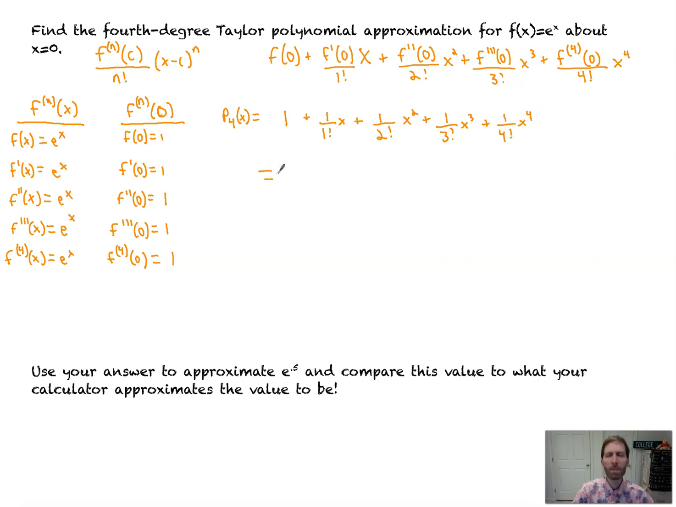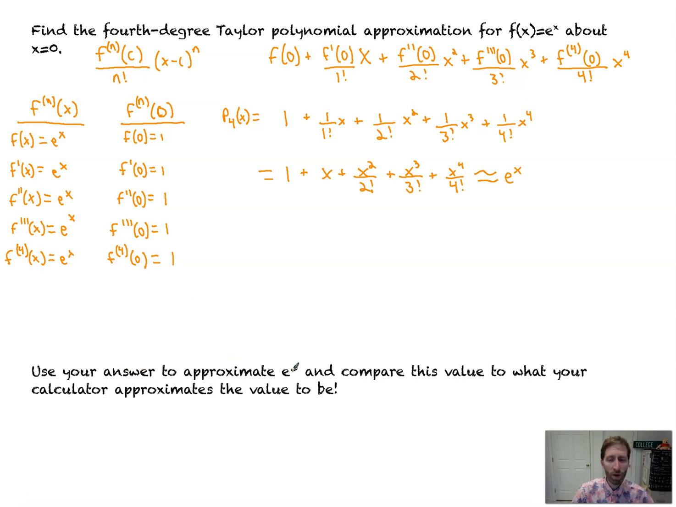And we'll neaten this up a little bit. This is 1 plus x plus x squared over 2 factorial. It's actually a really easy one to memorize, which I highly advise you do, plus x cubed over 3 factorial plus x to the fourth over 4 factorial. That right there is a polynomial approximation for e to the x, and it's gorgeous. All right, let's keep rocking this.